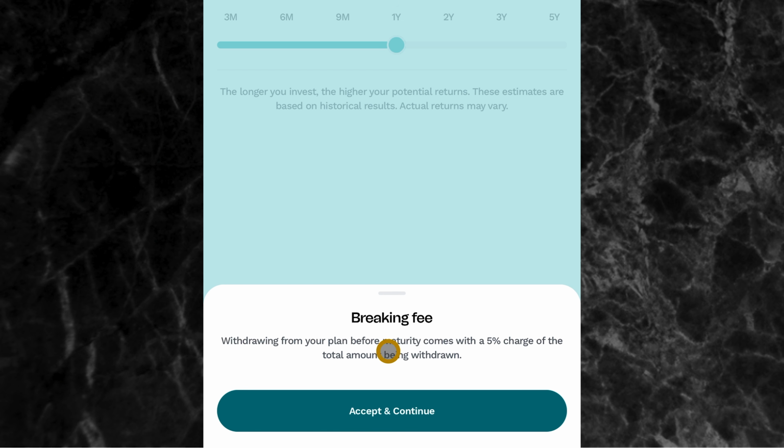And then right here, there's a breaking fee, which I want you to be aware of. This breaking fee means withdrawing from your plan before maturity comes with a 5% charge of the total amount being withdrawn.